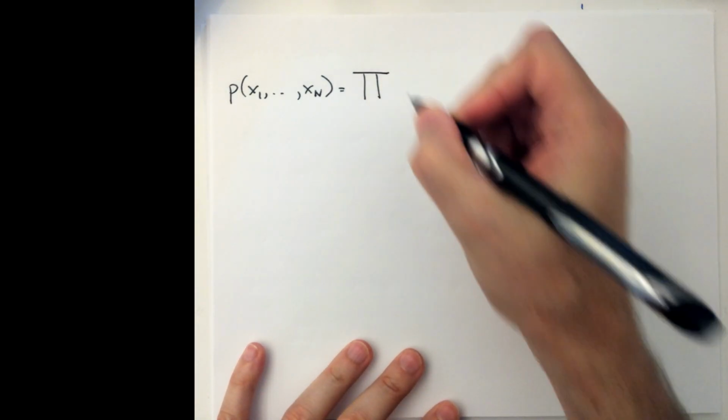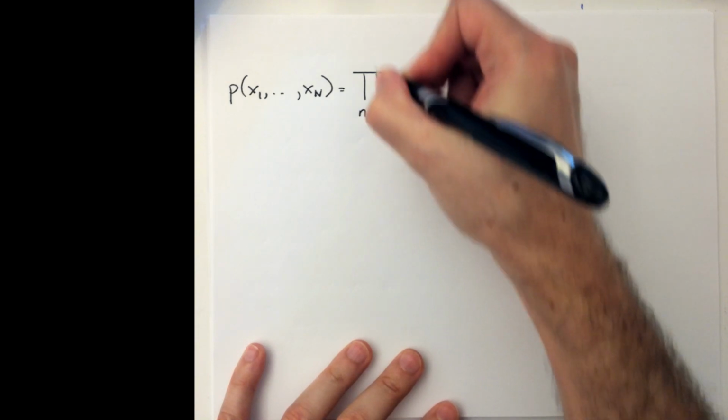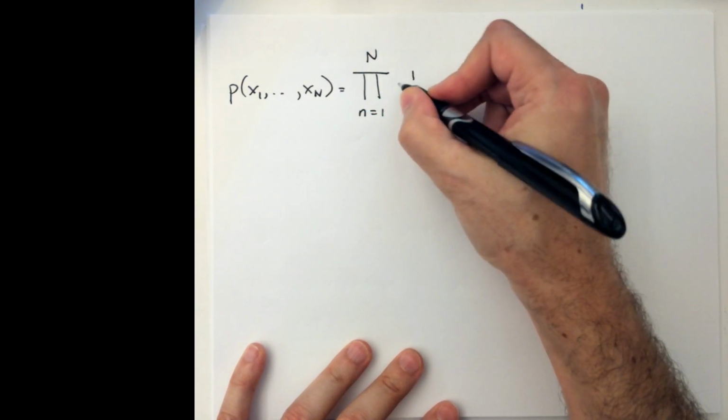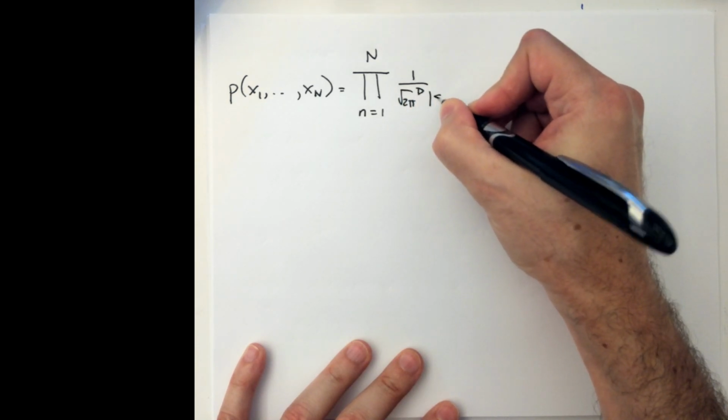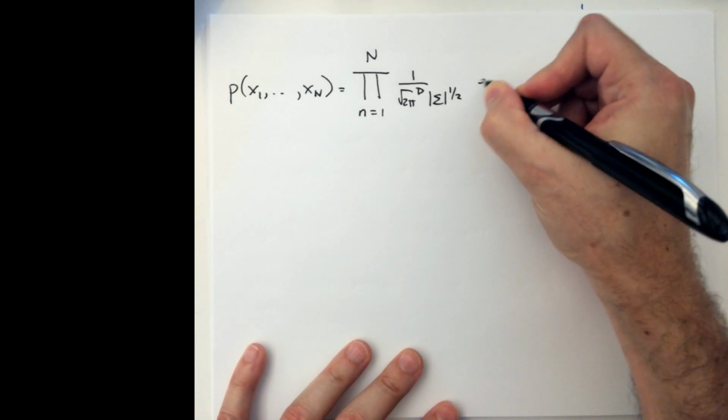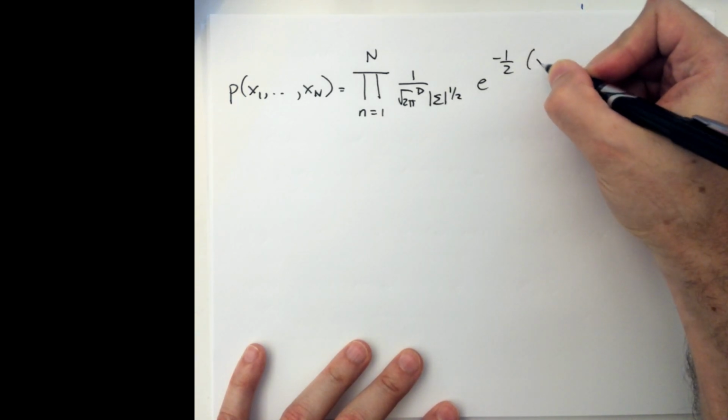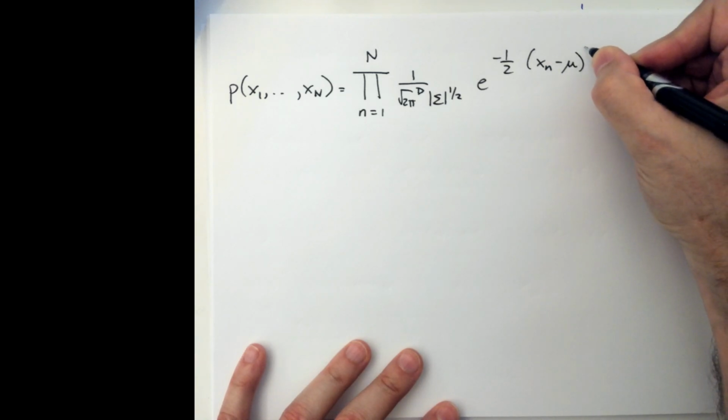So it's going to be the product from little n equals 1 to big N of square root of 2 pi over md. This is the very same covariance matrix that we talked about before. And this is the Gaussian function.